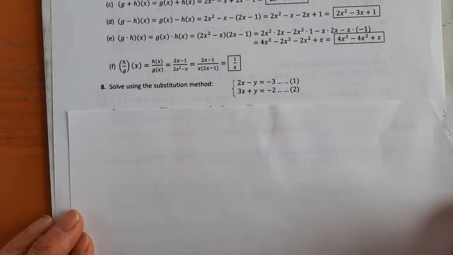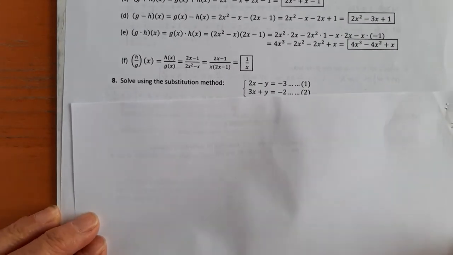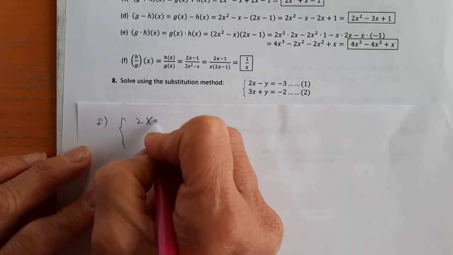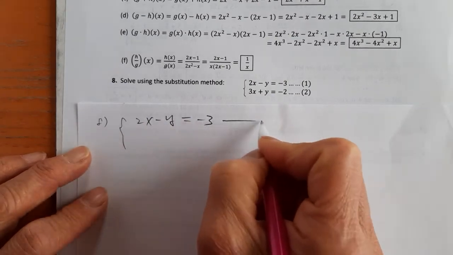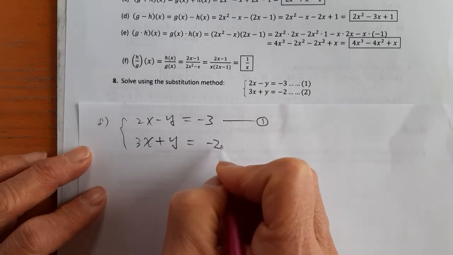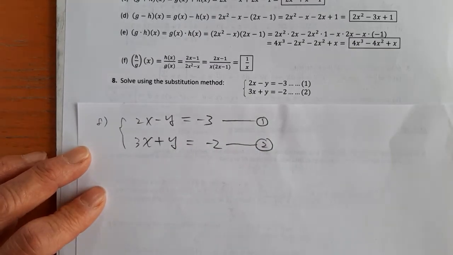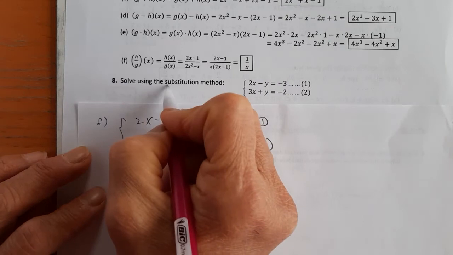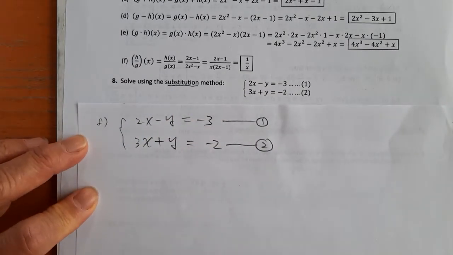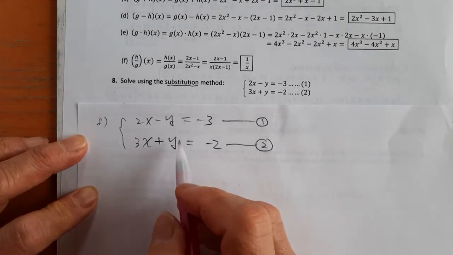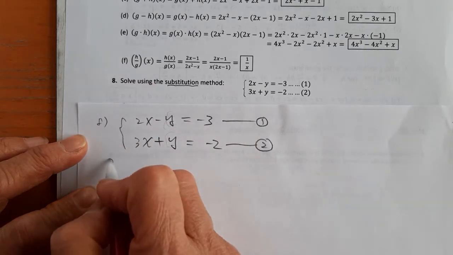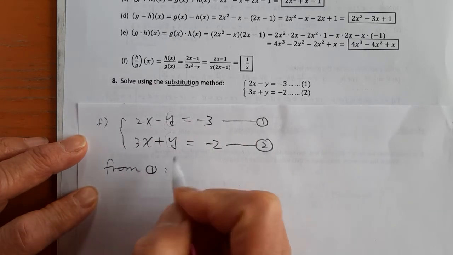And question 8. Use the substitution method to solve the linear system. Question 8. It's 2x minus y equal negative 3. That's the first equation. 3x plus y equals negative 2. Second equation. Here I want to use the substitution method. So you have to show your substitution method work. You can isolate y or isolate x. Like we can do from the first equation to isolate y.